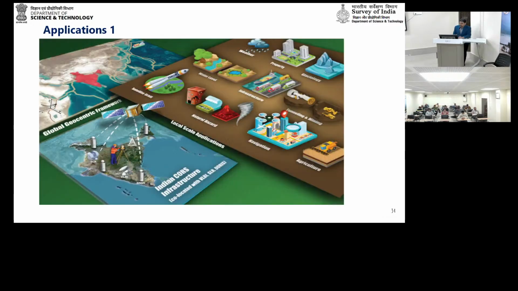Use cases. Various applications of CORS. CORS can be used in natural hazard, navigation, agriculture, tunneling, mining, infrastructure, water level study, glaciology, property, weather. In every activity, CORS applications can be used.